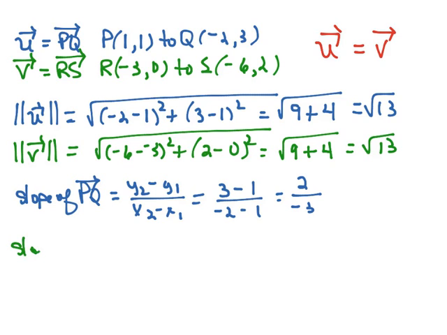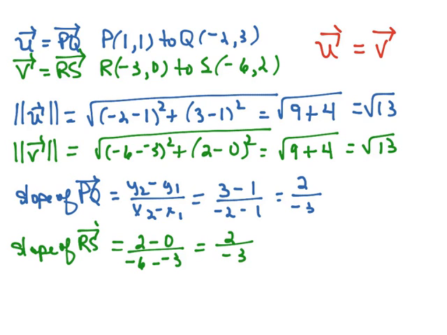Now let's find the slope of RS, doing a similar thing. This time y2 is 2, y1 is 0, divided by x2 is negative 6, minus x1 is negative 3, and if we subtract, we get 2 over negative 3. So we have the same slope, we have the same magnitude, so the two vectors are indeed equivalent.